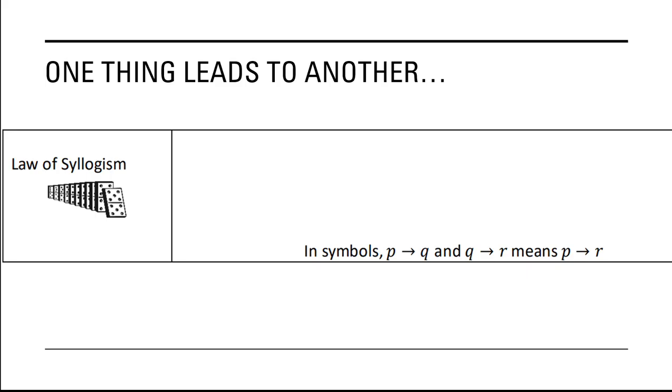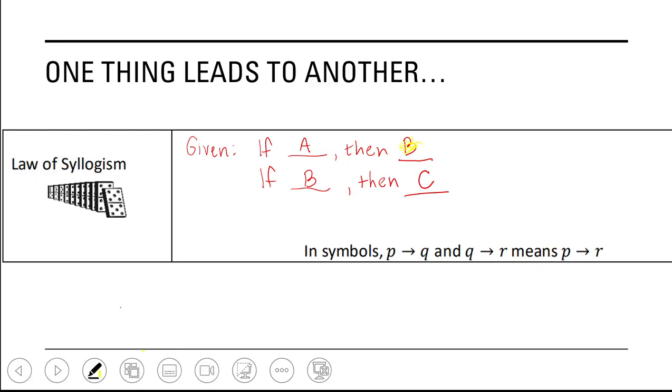Okay, Law of Syllogism is new this section. The Law of Syllogism, I think of it as dominoes falling down. One thing leads to another. So for Law of Syllogism, you are given two conditional statements. You'd be given, if A, then B. Your second given statement would start with, if B, then C. I want to really highlight that your conclusion for your first statement and your hypothesis for the second statement need to match.